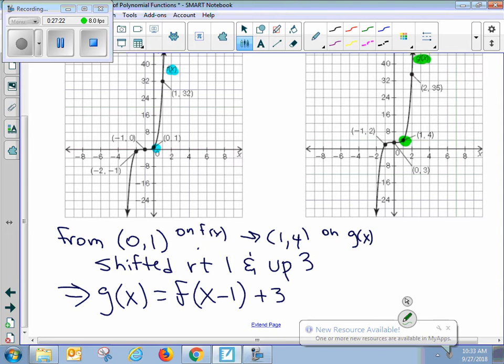What actions happened to do that? For the 0 to the 1, we went 1 to the right. From the 1 to the 4, we went up 3. Are you still with me? What was the name of this turquoise graph again? It's called f of x.